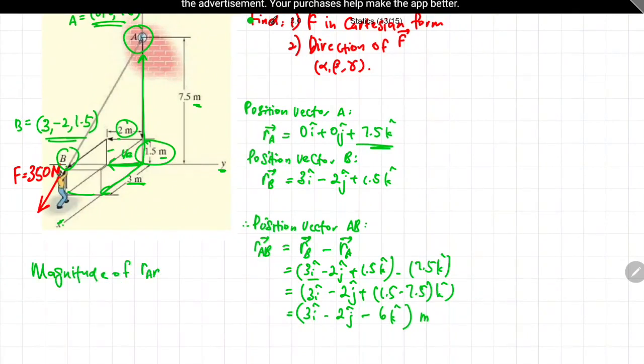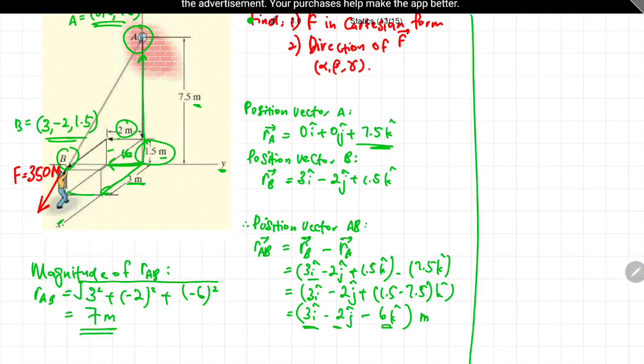So the magnitude of position vector or the length of AB can simply be calculated by using the magnitudes of the position vector, whereby magnitude of RAB is equivalent to 3 squared plus negative 2 squared plus negative 6 squared, and then square root all the summation value. You'll get a corresponding length of 7 meter.